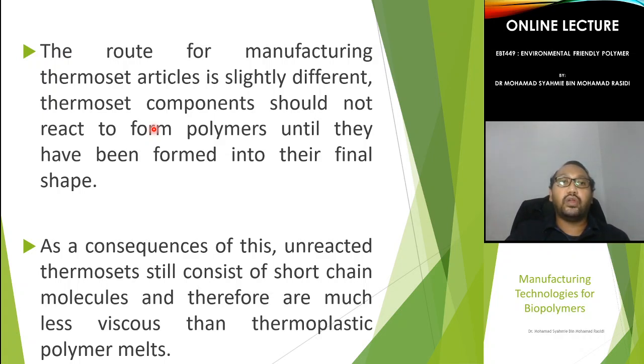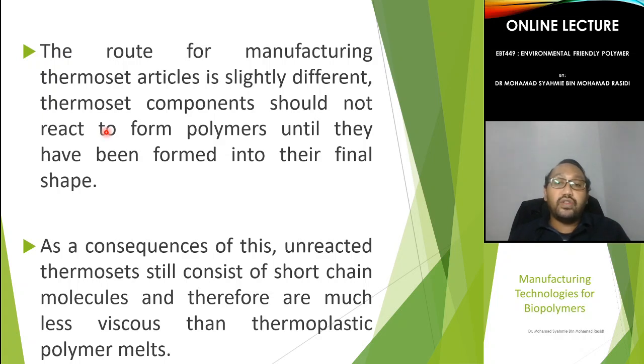Thermoset components shall not react to form polymers until they have been formed into their final shape. So you already know that for conventional thermoset, before the material has taken the desired shape, you cannot put in your hardening additive. When you put in your hardening additive, the material starts to cure. Once it cures, it cannot be shaped into the desired shape.